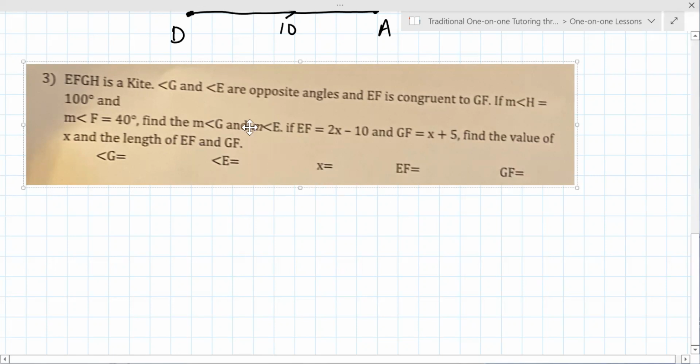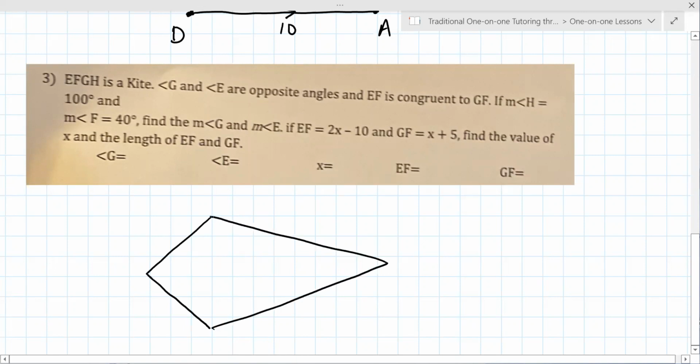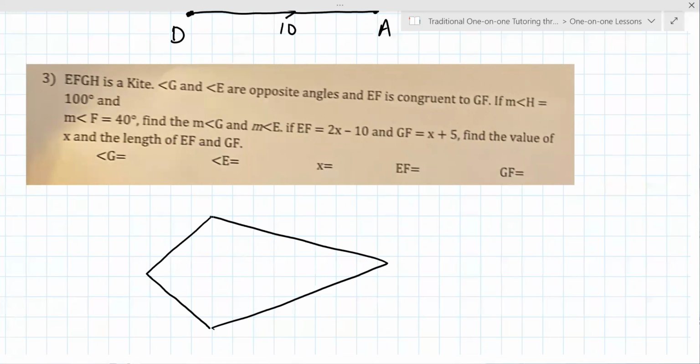Okay, so we've got to draw a kite here. We'll draw it sideways, something like that. Oh, that's a kite. Yes. So now we're going to be doing the kite.